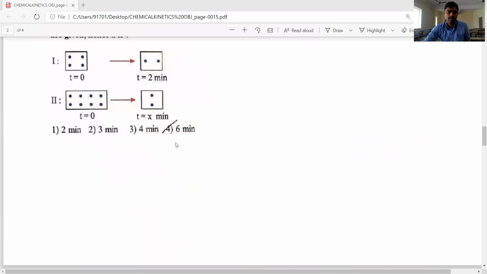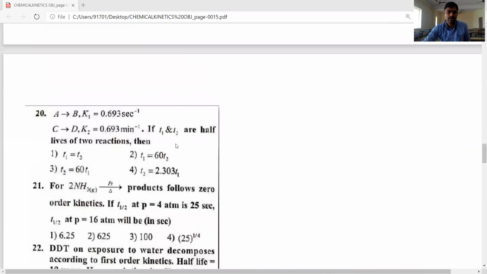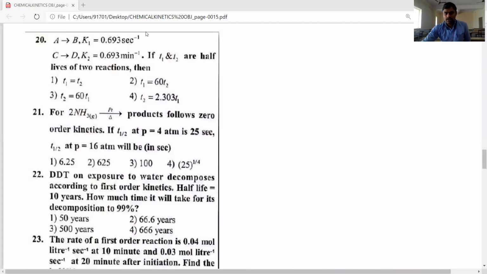Okay, let's go for the next question. 20th question. Let's see. A is converted into B, and the K1 value they gave. C is converted into D, and the K2 value they gave. T1 and T2 are the half-life periods of the two reactions. Then what is the relation between their half-life values T1 and T2?